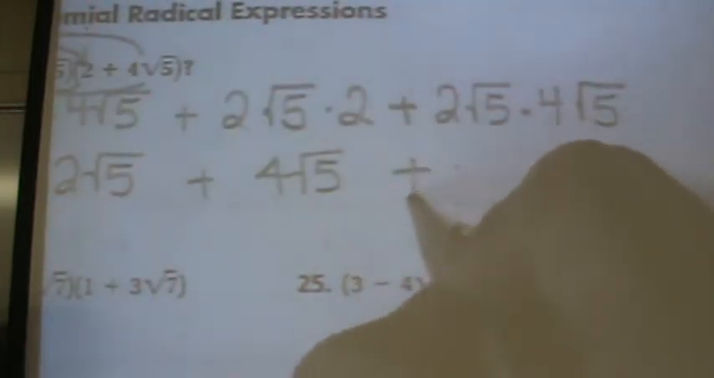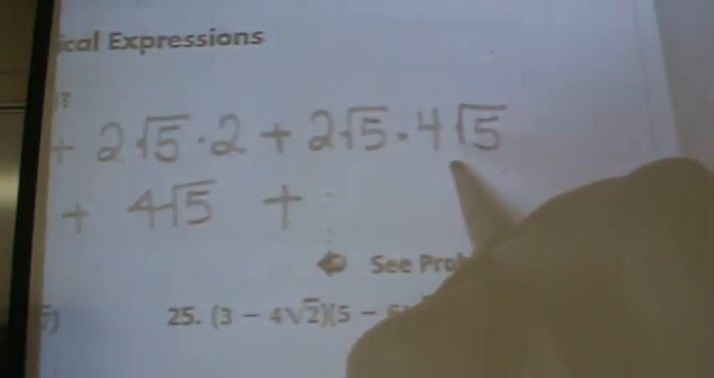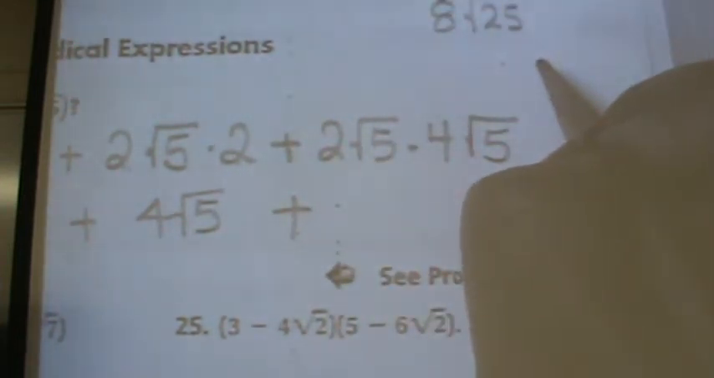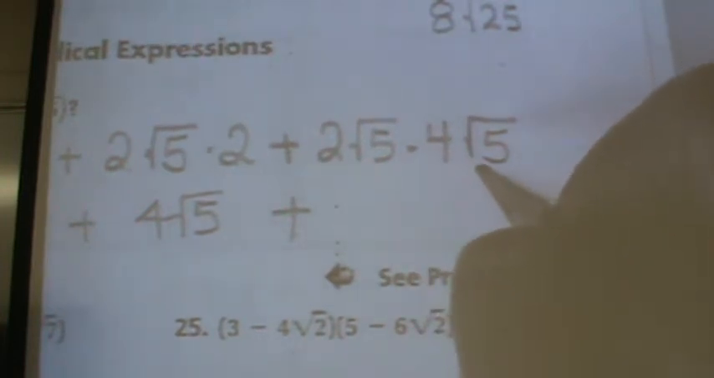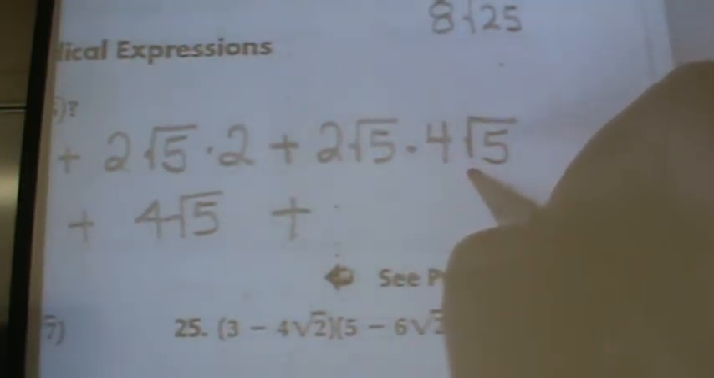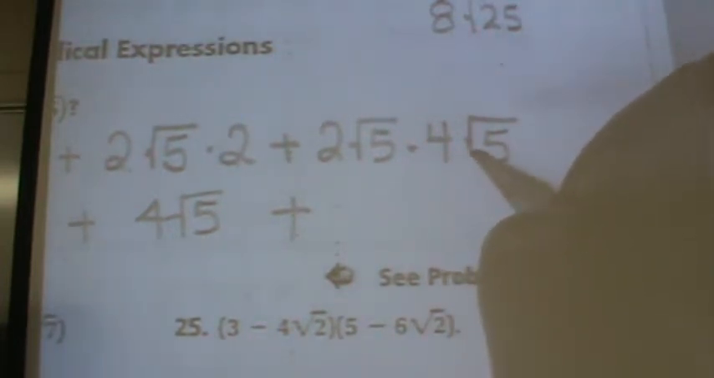And the grand finale. Don't shout it out, think first. Make sure you know. 8 root 25. 8 root 25 is close. Is there a better answer? Well, 8 root 25 simplifies, because the root of 25 is 5. 8 times 5 is 40. I heard 30, I heard 40. It is 40. 8 times 5 is 40.